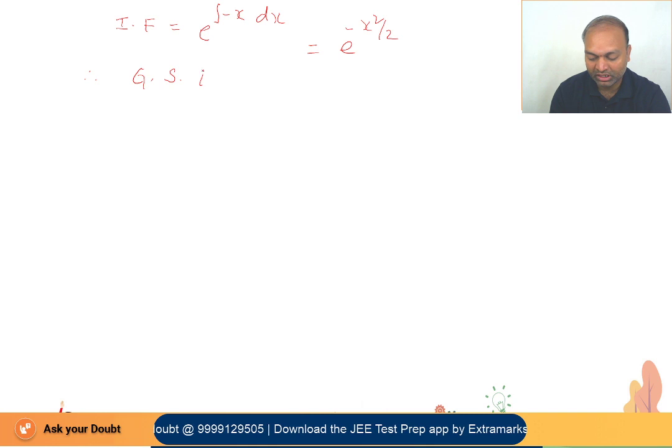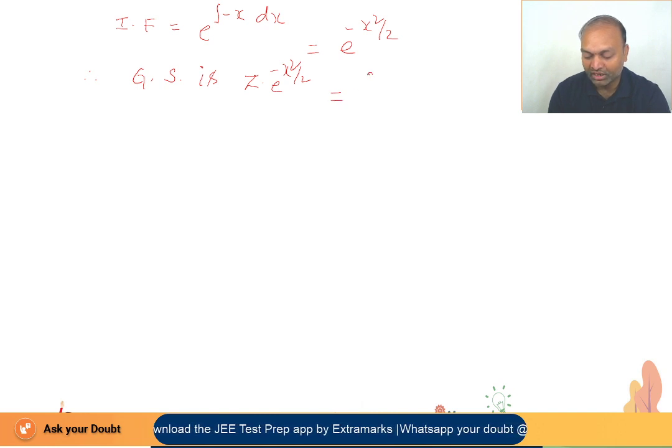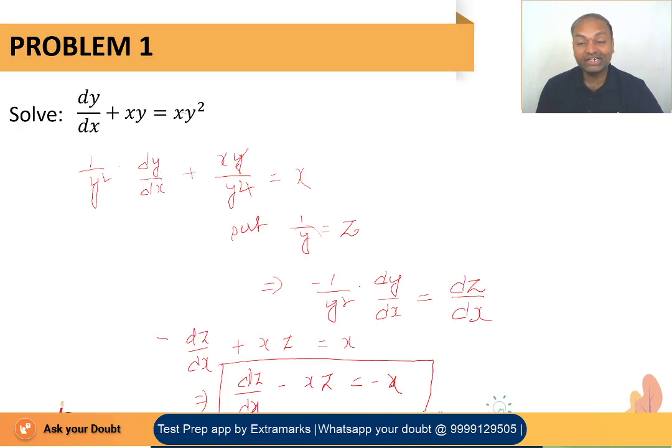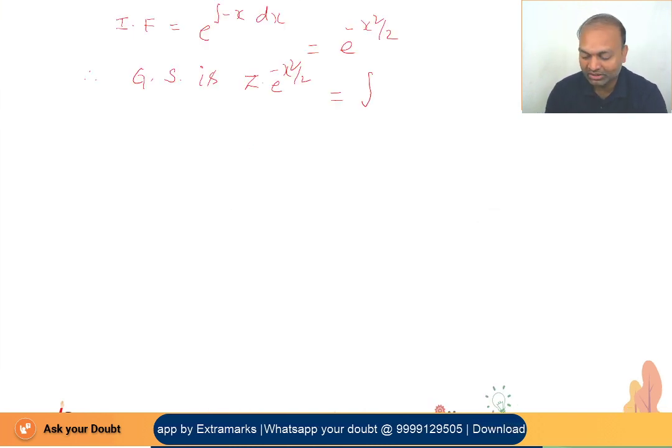General solution is z into integrating factor e power minus x square by 2 is equal to integral of right hand side part. What about our right hand side part? You cross check it. Right hand side part is minus x. So minus x into e power minus x square by 2 dx.